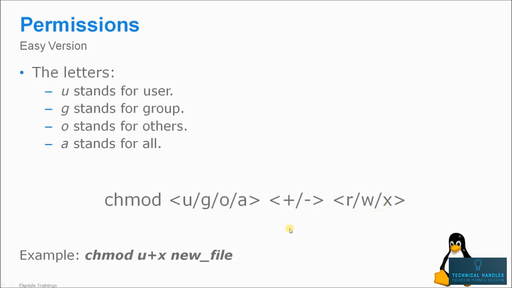So just as a very simple example, if I want, for example, to give the user the right to execute a file, I'm going to write chmod u. So I'm going to put U because I want to change the permissions for the user. I'm going to put a plus, so I'm going to give him the permission to execute. And just going to put the name of the file. So it's really that simple.